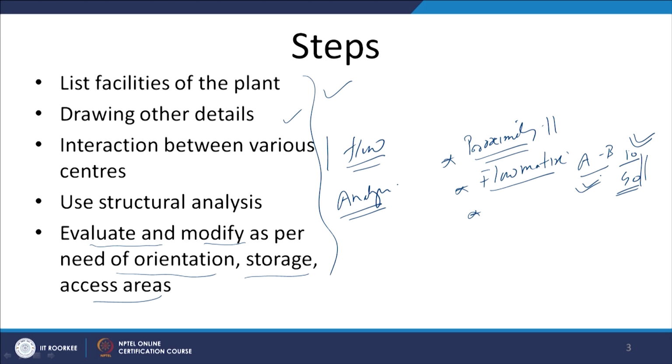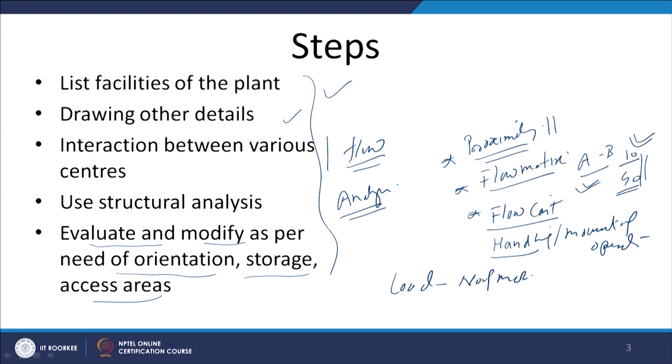Next is the flow cost approach, which considers the cost that will occur on account of handling of the material or movement of the operator. For this we consider the load, which is in terms of the number of movements required, and then the distance to be travelled. So, the second parameter here is the distance to be travelled, whether it is less or more.